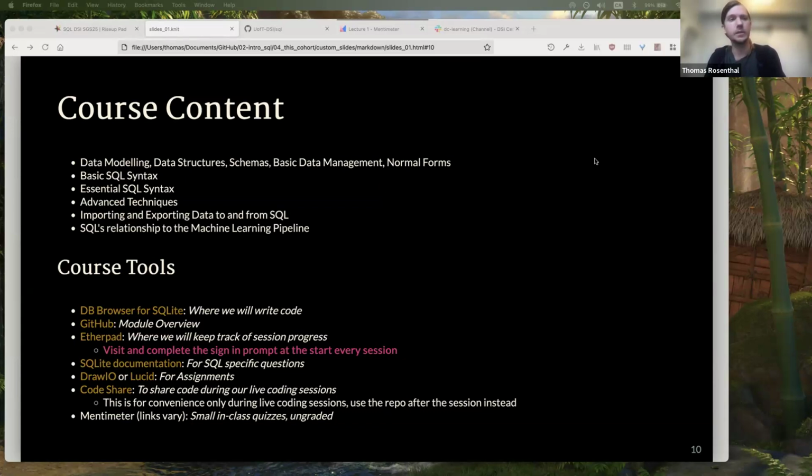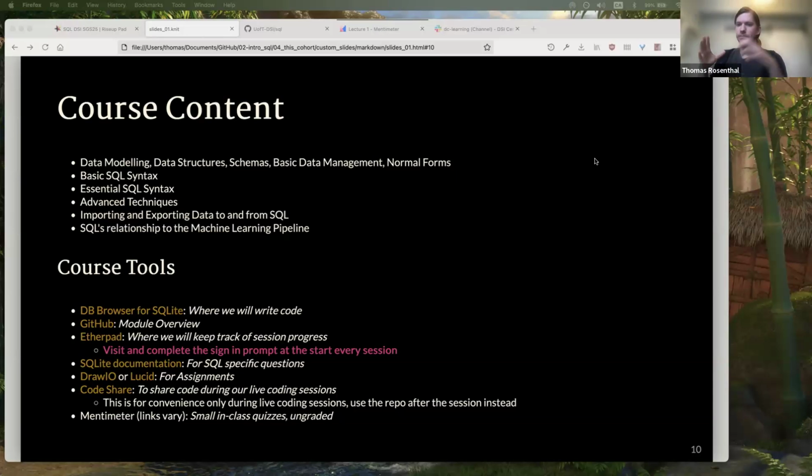I like Draw.io better than Lucid because it doesn't require a sign-up. It's open source, but you can use whatever you prefer. And we'll use CodeShare as well. I don't know if you guys used it for Shell. Usually you use it in Python. Python usually comes before SQL, but it's not this time.